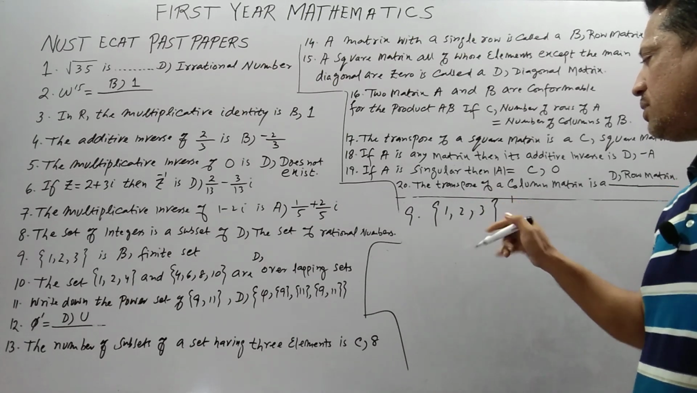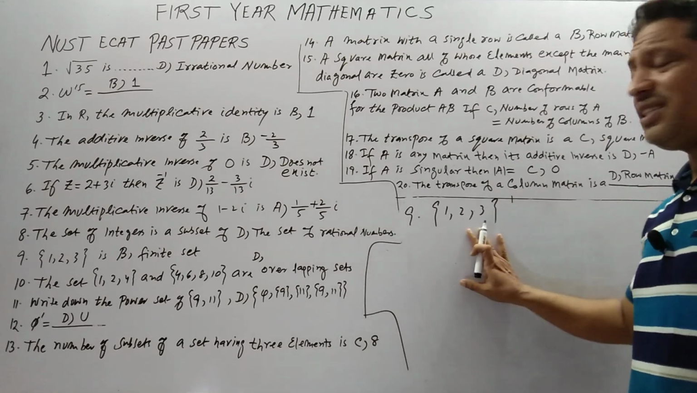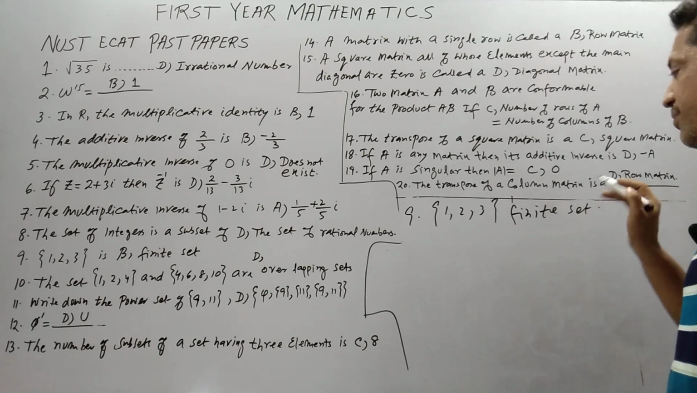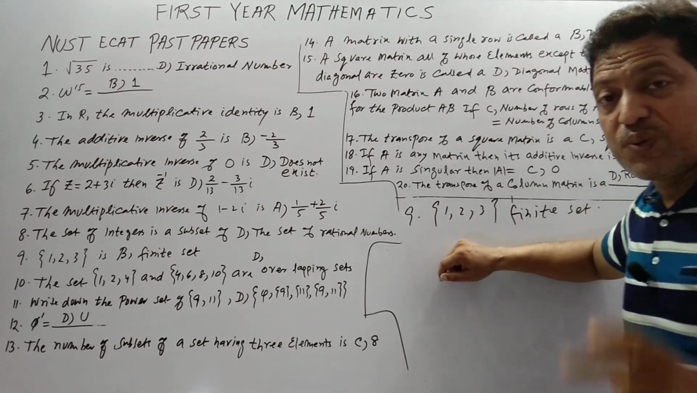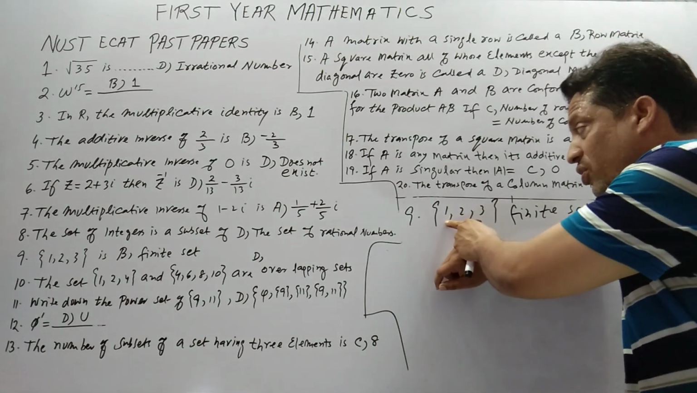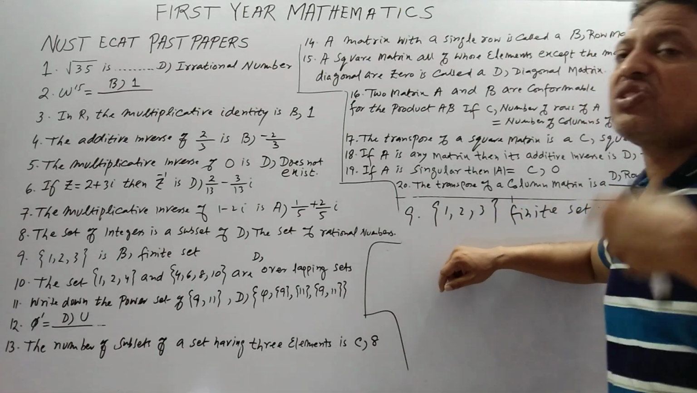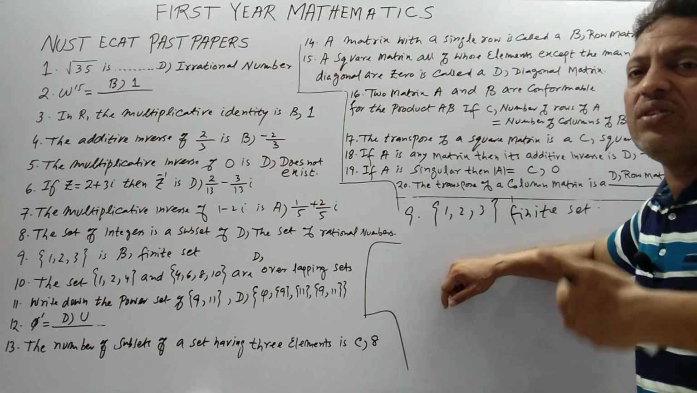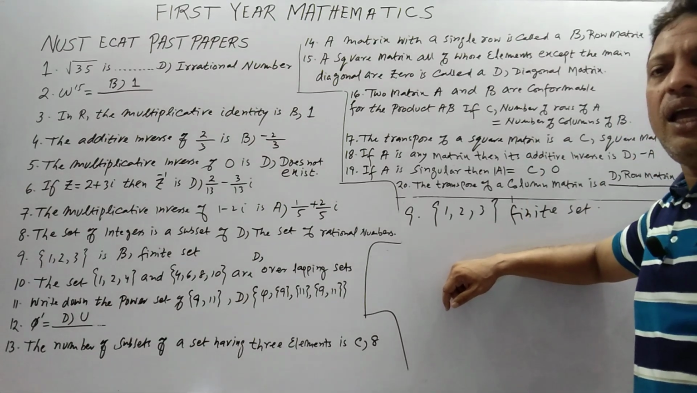1, 2, 3 is an infinite set, finite set, and what? This is a finite set. What is the definition of finite set? Finite set is the set which has a closed boundary. Like this set starts from 1. We know the starting point and we know the ending point. If we don't know the starting point, or if we don't know the ending point, or if we don't know both ending and starting point, the set is the infinite set.